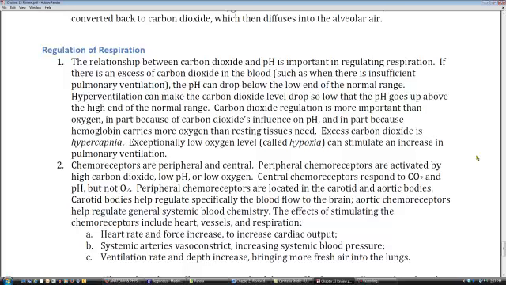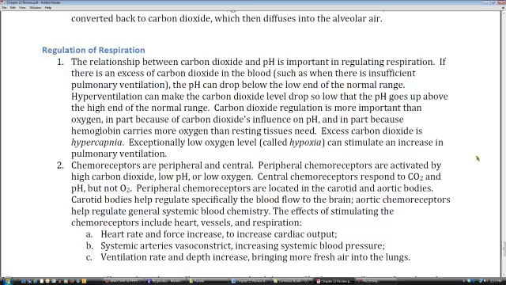The other thing is that, remember, at rest you only use about a quarter, 25% of the oxygen you're carrying. So if you have extra oxygen anyway, you don't need to hyperventilate just to bring in more oxygen. Usually the problem is going to be the carbon dioxide, not the oxygen. And of course there are exceptions to that, like with carbon monoxide poisoning, but that's not what we're talking about. We're just talking about regular ventilation.